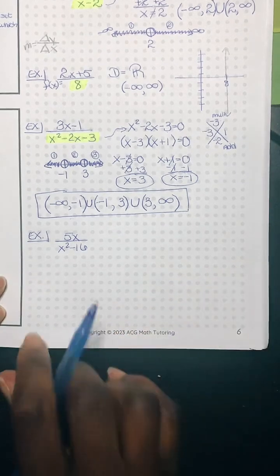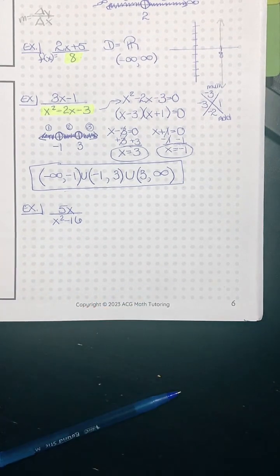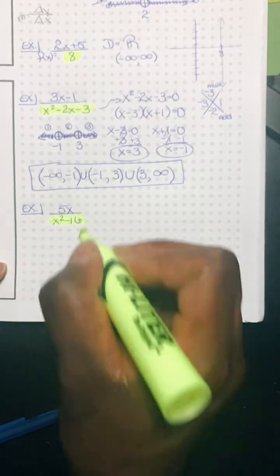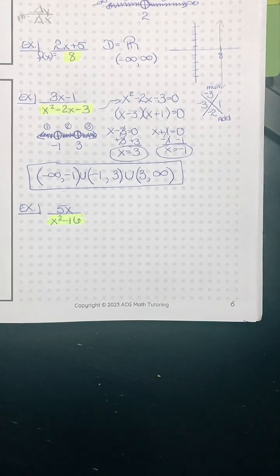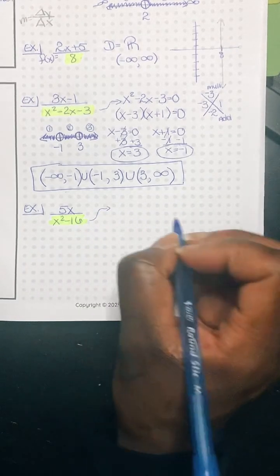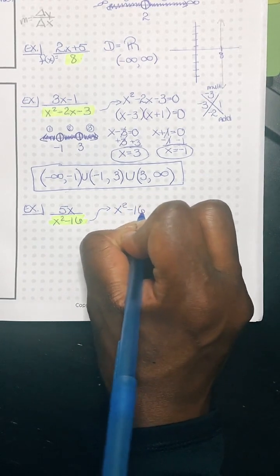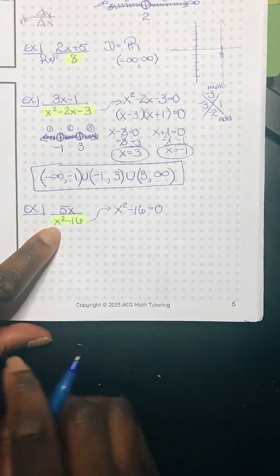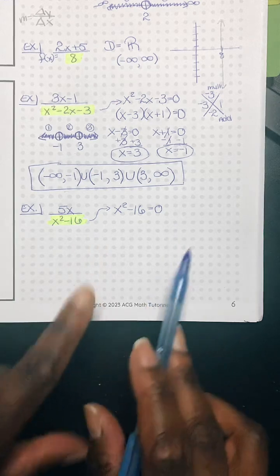All right. So let's see if we can find what the domains are for this rational function. Again, we're just focusing on the denominator. So if we're just focusing on the denominator, I'm just going to put it up here. We have our x squared minus 16 equals 0, because we want to know what value of x is going to make this denominator equal to 0 so we know where the restrictions are.